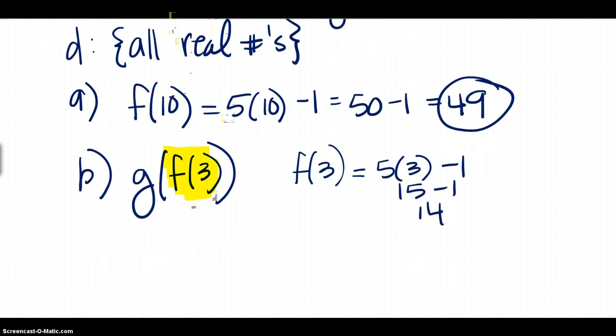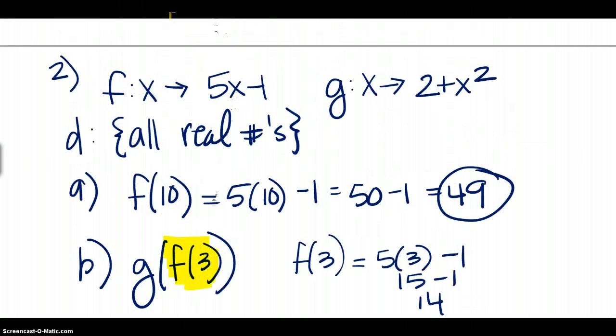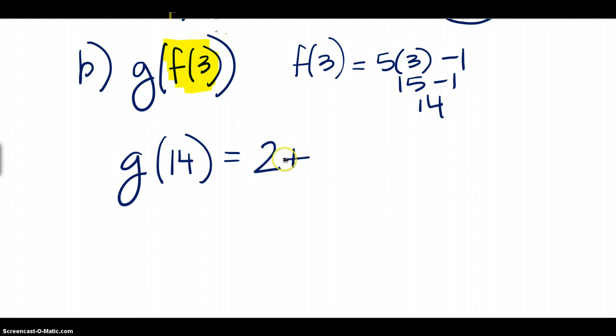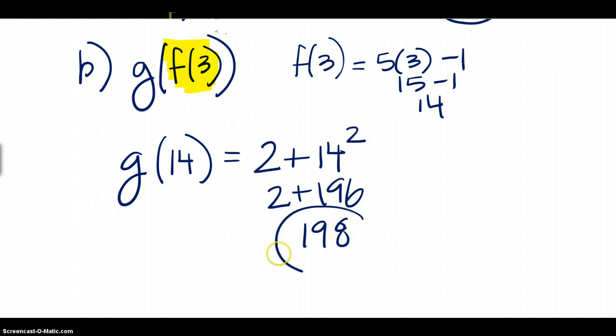So we're going to plug the 14 into our g of x formula. Our g of x is up here, 2 plus x squared. So we're going to plug in 14. So now instead of g of f of 3, I'm going to do g of 14 because f of 3 was 14. So we plug it in, 2 plus 14 squared. This is 2 plus 196, which gives us 198. So g of f of 3, or g of 14, is 198.